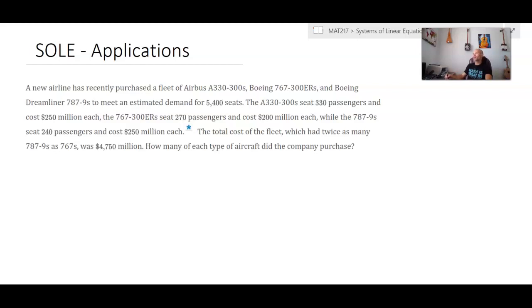How many of each type of aircraft did the company purchase? Okay, there's our question. How many of each type of aircraft did the company purchase? Well, there are three unknowns. There's the A330, there's the 767, there's the Dreamliner. So we have three unknowns.